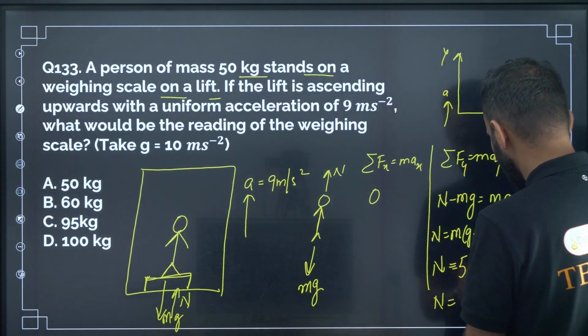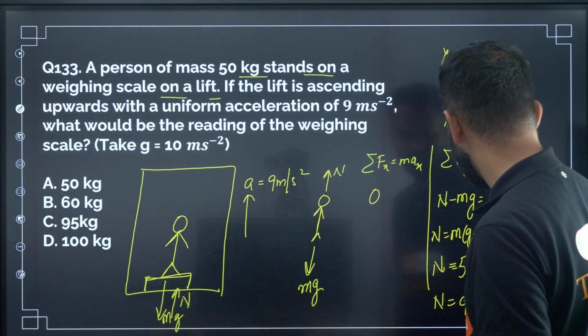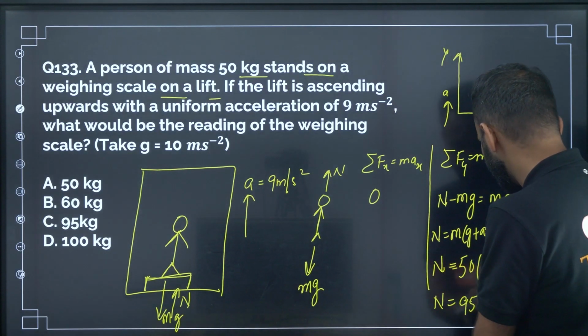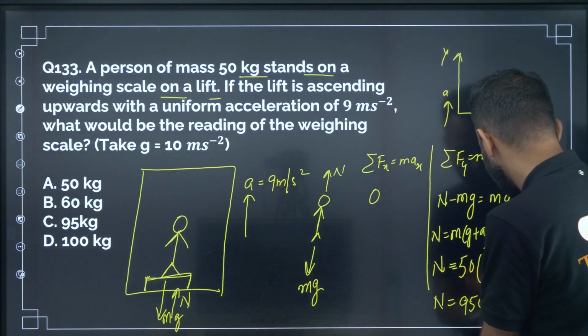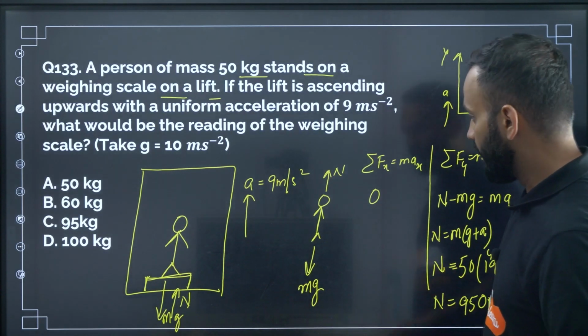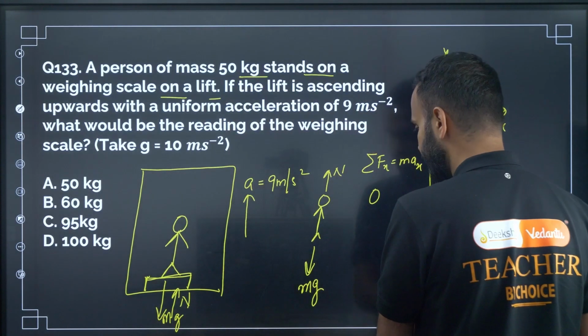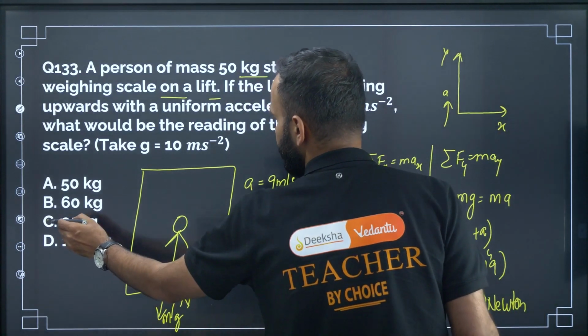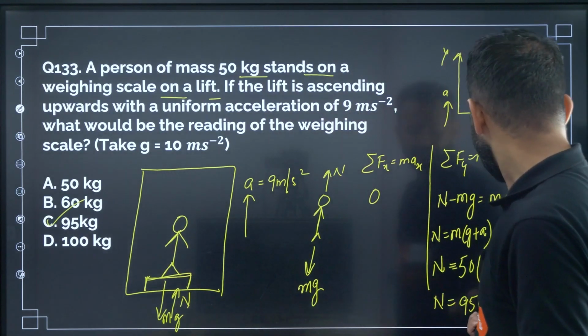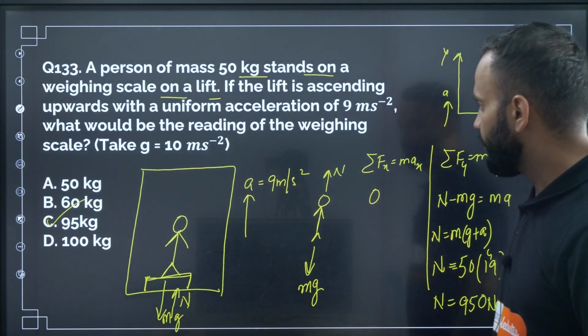Here 19 into 5, right? So this will be 95. Okay, N equal to 950 Newton. So the reading on a scale is 95 kg, right? So option C is the correct answer. Divide 950 by 10. So the reading on a scale will be 95 kg.